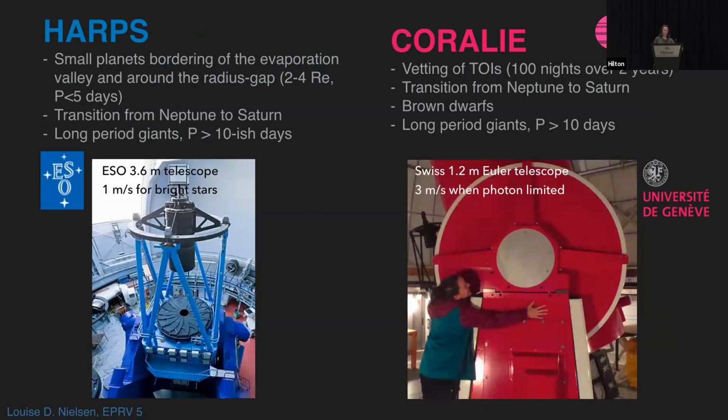And I'll say a little bit more about why we chose these two instruments, but just to set the stage, HARPS is on a 3.6 meter telescope, and it was the state of the art in terms of radial velocities for many years, and can reach quite routinely 1 meter per second for bright stars, whereas Coralie is on a smaller telescope. It's 1.2 meters, and we're limited to 3 meters per second when we're photon limited.